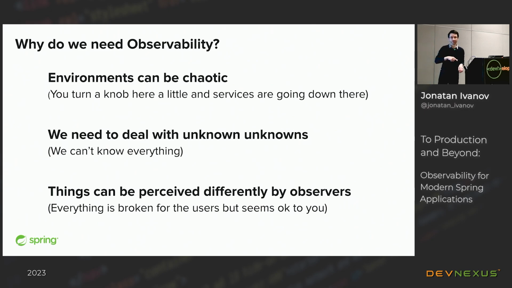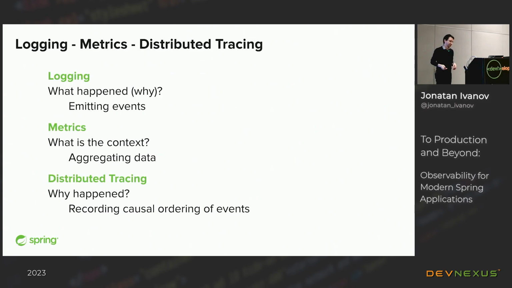But at the very same time, maybe everything is broken in production for your users. So observability is really about how you can handle these situations, because we are in production, and production is, because of this, quite cruel sometimes.